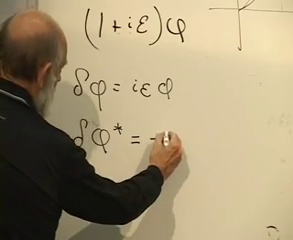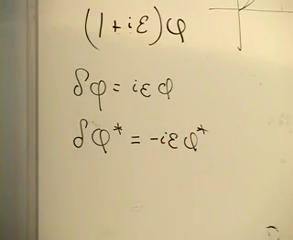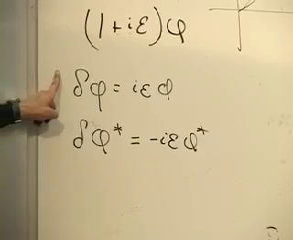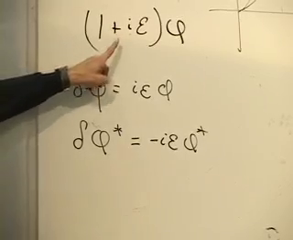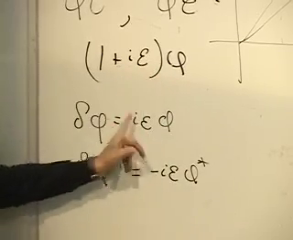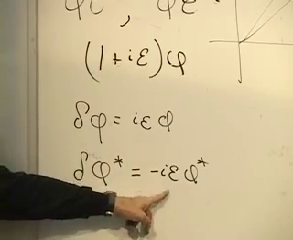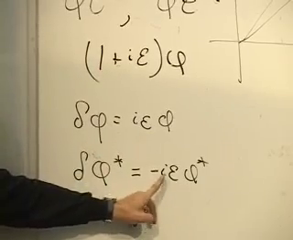It's minus I epsilon times phi star. Does everybody see where I got this from? I just said the change in phi is I epsilon times phi. That's the little change here. And if I do the same thing for phi star, I find out that it changes with a negative sign over here.